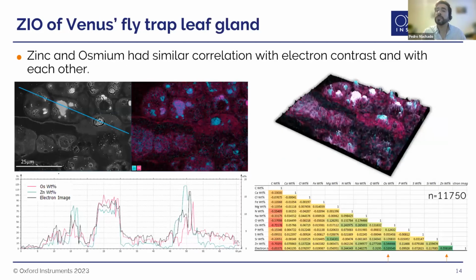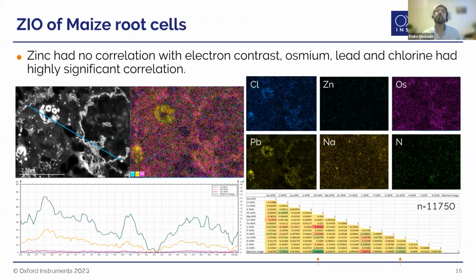We actually had two different types of tissues where we could look at this specimen prep. One was the Venus flytrap leaf gland, and here we saw a very good correlation between contrast and osmium, and between contrast and zinc. This was very good; we were expecting this. When we go to maize root cells, a different type of tissue but still in plants, we couldn't see any correlation between zinc and electron contrast, even though lead and chlorine still have a highly significant correlation.